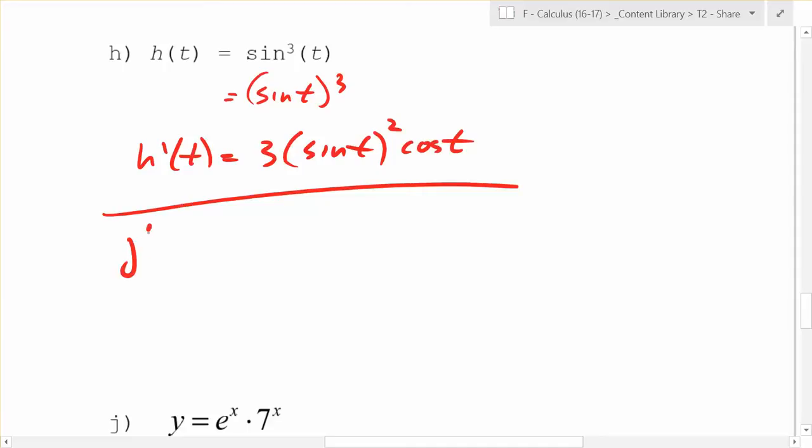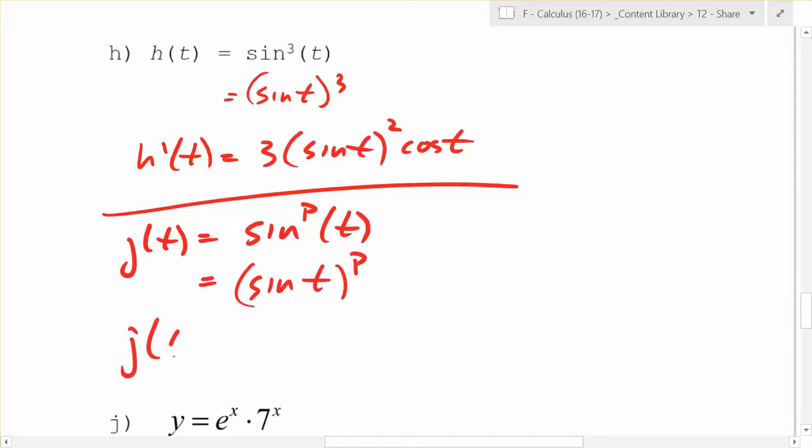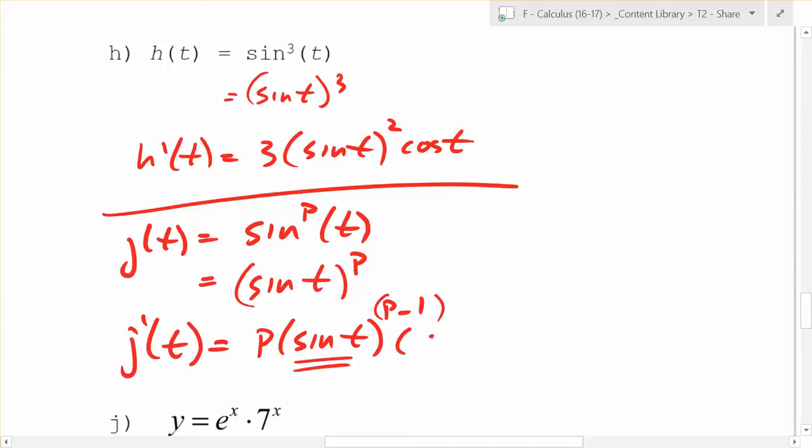Corollary to this, let's say I said j of t was sine t to the p power. Well, do the same thing. That's going to be sine t to the what power? P. And then if you do the derivative, what's the derivative going to be, Chris? What do you bring to the front? Yeah, it's going to be p times sine of t to the what power? P minus 1. Times the derivative of sine t. So cosine. Yeah, exactly. There's a general form of it right there. Doesn't matter what number I put up there, the math would be the same.